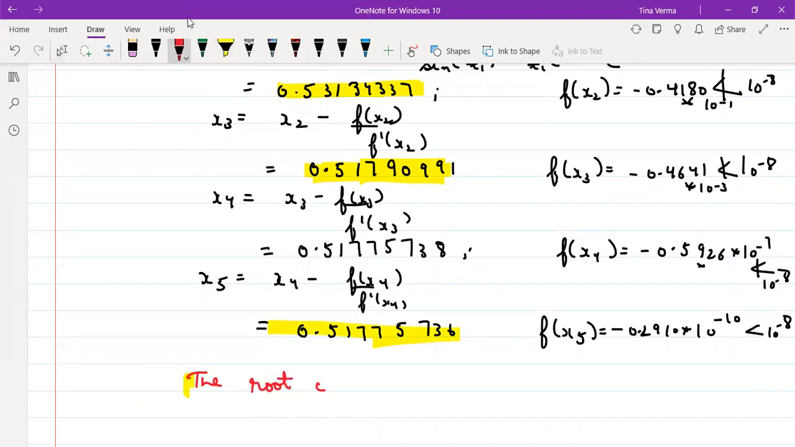the approximate root of cos x minus x e^x is 0.51775736. So since you are saying this is the approximate error, the answer is coming as 0.00000, with a value of that order occurring. So it is very close to 0. So there your root is satisfied, that means this is your answer. Is it clear? Next.